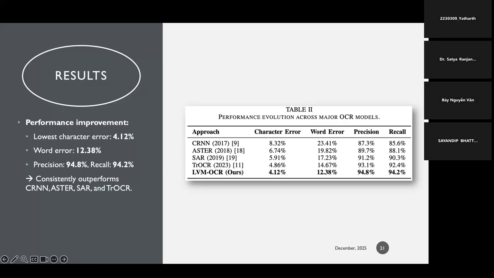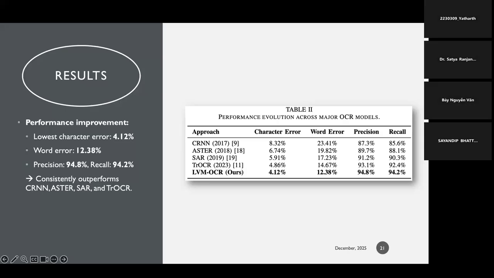But with LVM-OCR, we have pushed the boundary even further. We achieved a character error rate of 4.12%. This is the lowest among all major models. But here is the statistic I want to focus on: the word error rate. Notice that while our character error dropped slightly compared to TrOCR, our word error rate dropped significantly to 12.38%.